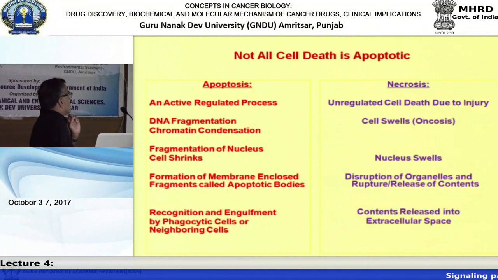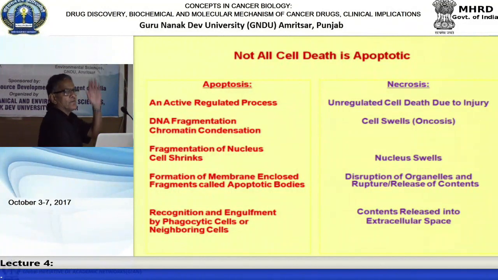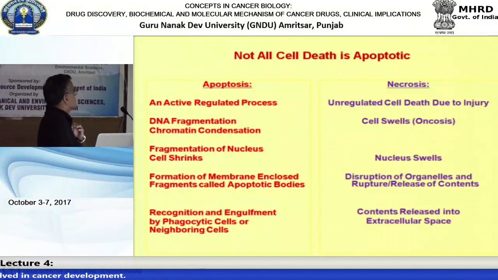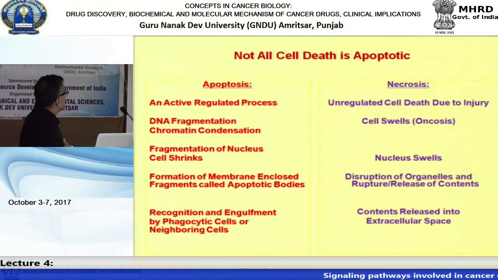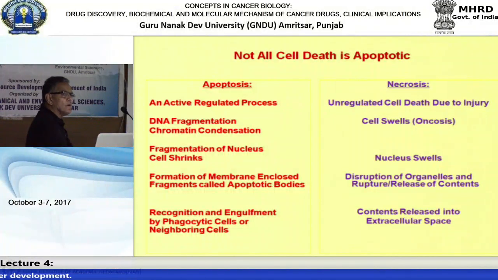If you compare apoptosis and necrosis, apoptosis is an actively regulated process. Necrosis is cell death due to injury or lack of oxygen or lack of some factors, like HIFs, which I'll be talking about. So it is unregulated cell death due to injury. With DNA fragmentation, as I was telling you, when you run the PCR of DNA, you will see bands of certain sizes, whereas in the case of cell necrosis, you will have a big smear. You also have fragmentation of nuclei or cell shrinkage. If you look at cells undergoing apoptosis under the microscope, you will see the shrinkage.